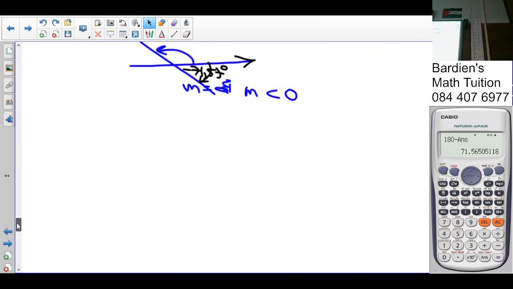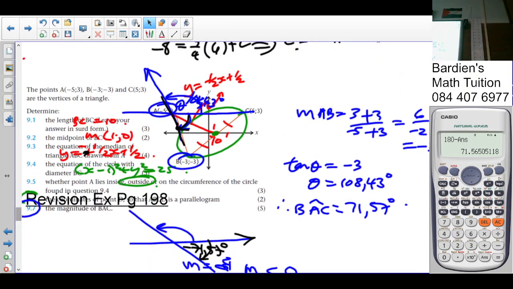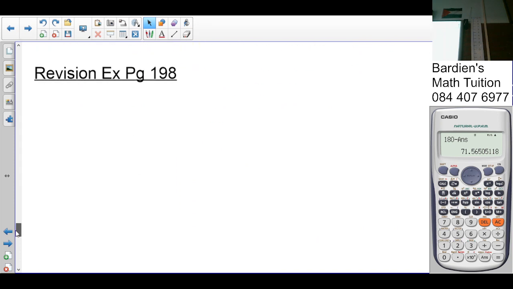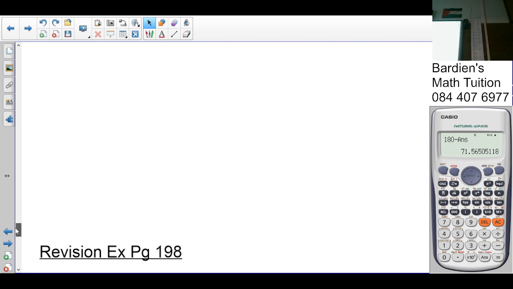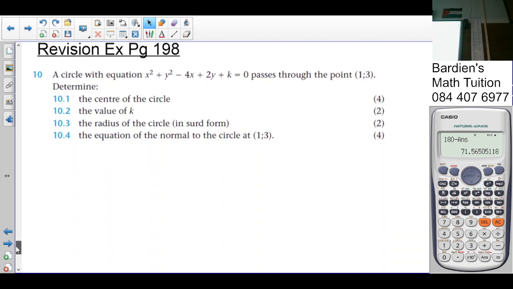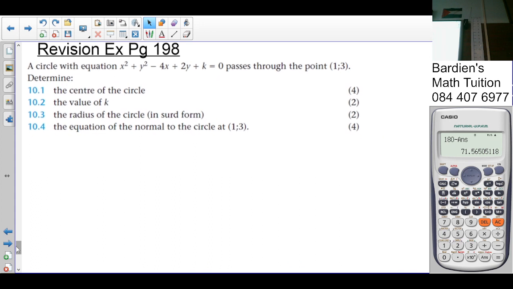Alright, let's carry on to the last one. I'm not going to do the calculation because we're just going to go through it. Then we're going to do something different. Okay, the circle with the equation x squared plus y squared minus 4x plus 2y. Yeah, that is a very good question.